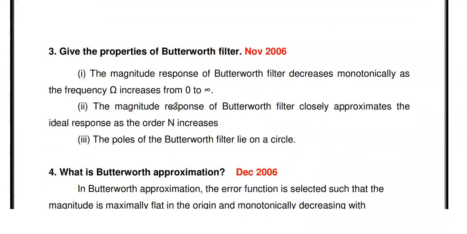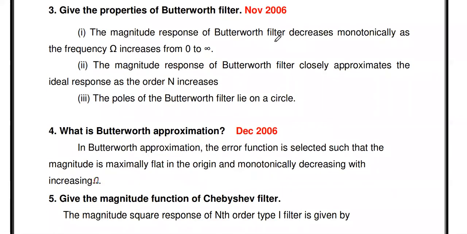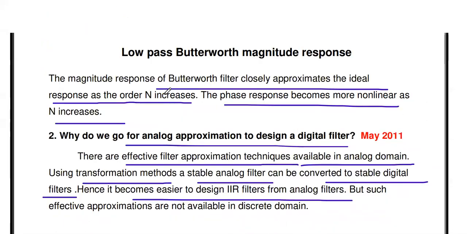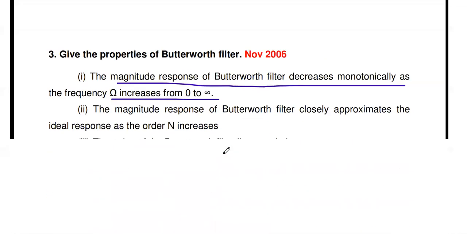Then the next thing: give the properties of Butterworth filter. It's a November 2006 question. The magnitude response of the Butterworth filter decreases monotonically as the frequency increases from 0 to infinity. This is the magnitude response of the Butterworth filter. As the frequency increases, it monotonically decreases. That is the first thing.